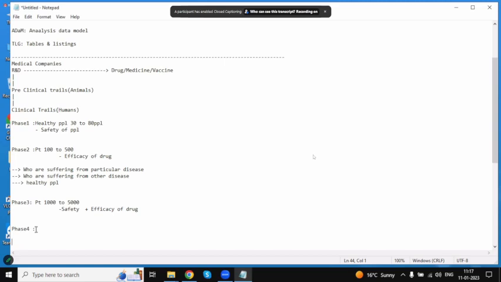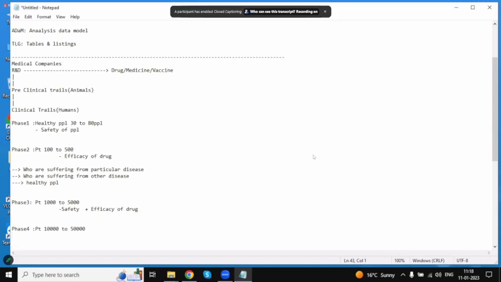Here also, if it goes well in phase 3, then they'll move to phase 4. In phase 4 also, they're going to test the drug on a large scale, from 10,000 to 50,000 people. They're going to test the drug under phase 4.